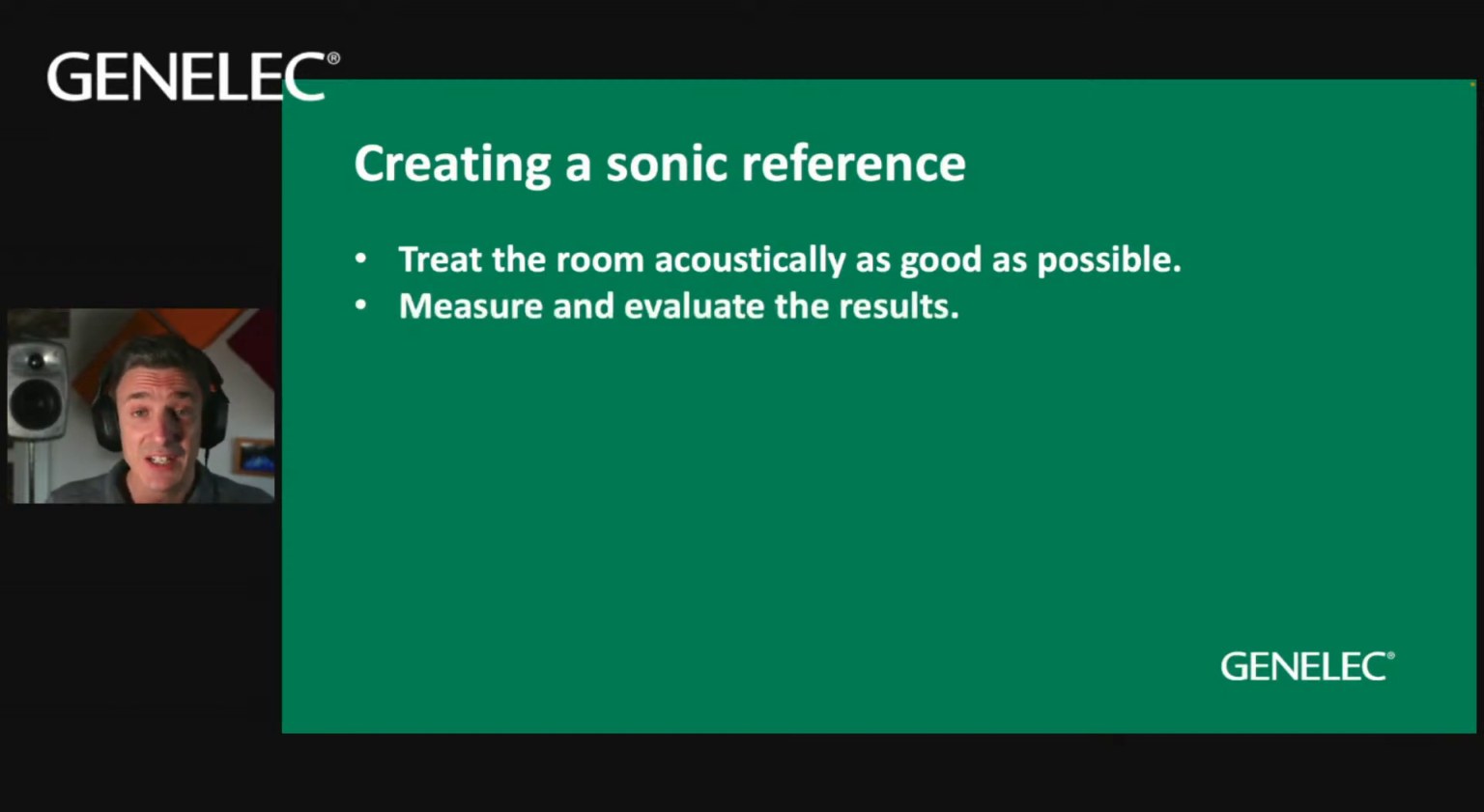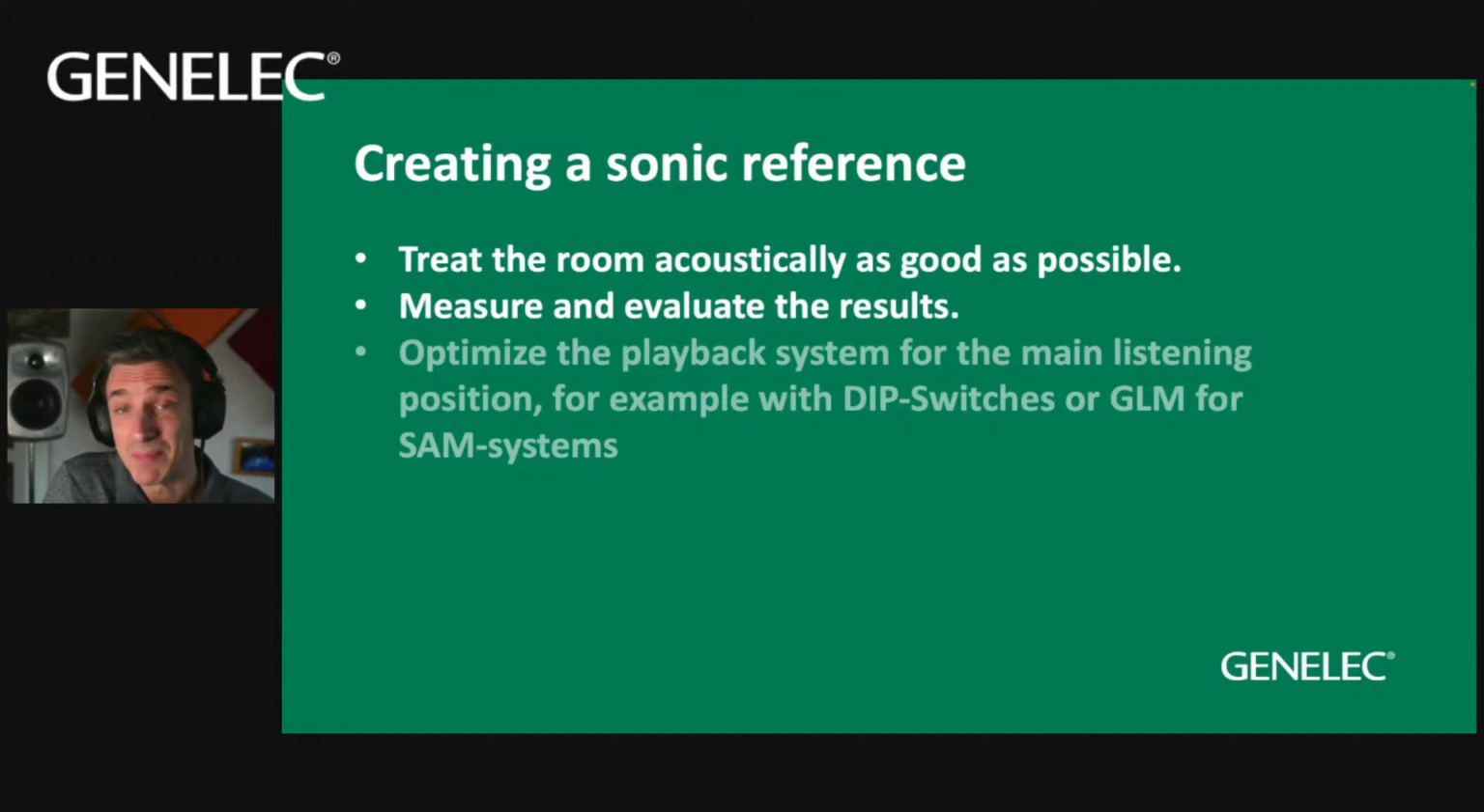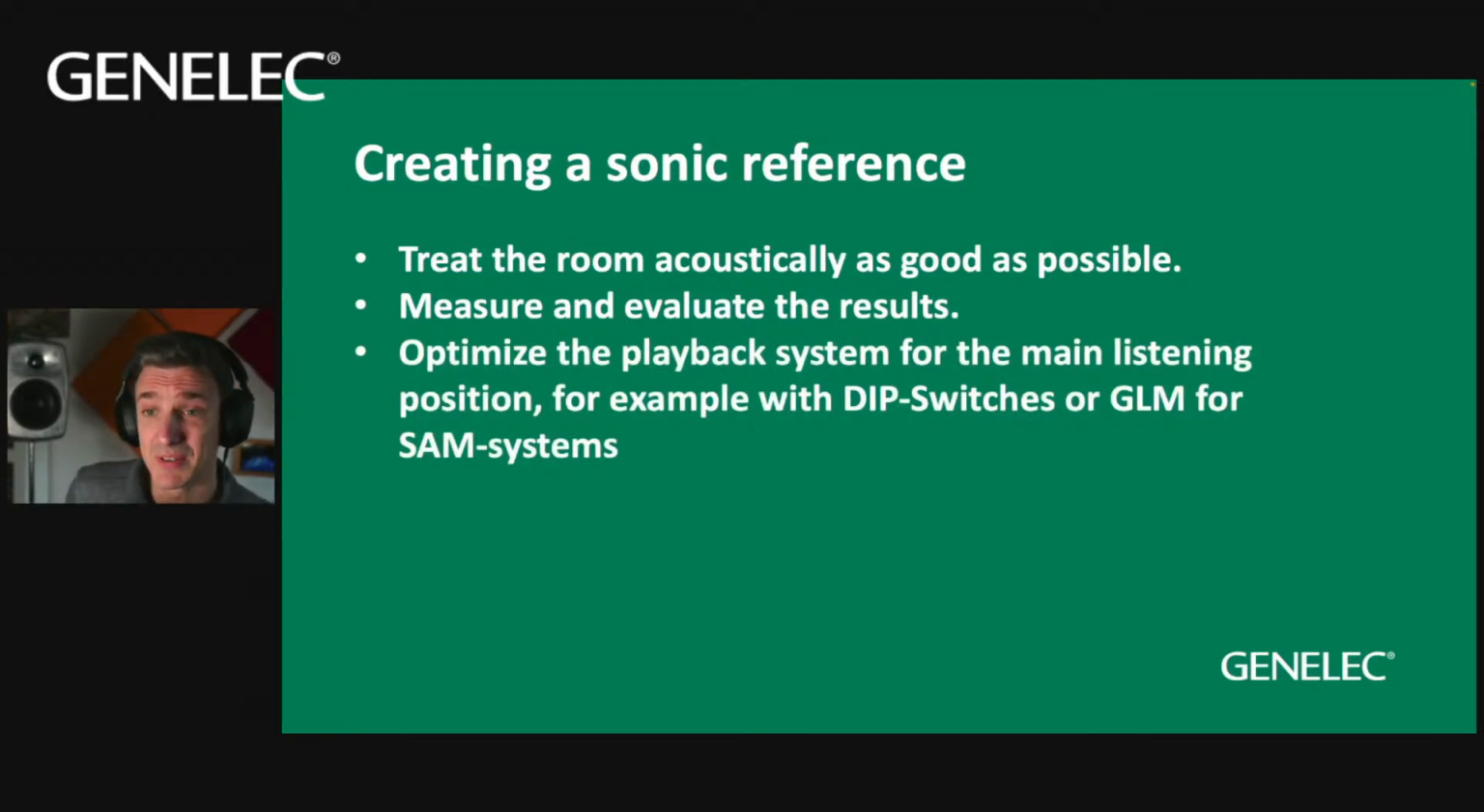Then, of course, measure and evaluate the results. This is very essential. And as said, you can do it with Room EQ Wizard or with GLM. And then optimize the playback system for your listening position. It's also just a fact that if you start doing multi-point measurements, it's always a compromise. So let's say, for example, you measure 1 point and the other point is 1 meter away or 1.5 meters or 2 meters away. It's so different somehow from the frequency response that if you then do a compromise of these 2 points, the end result at your main point will be not that good anymore.